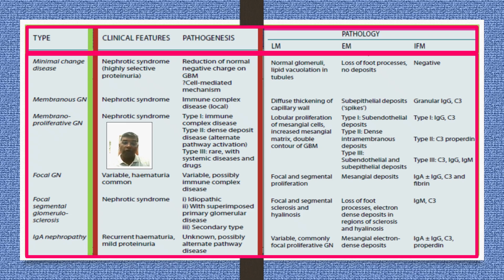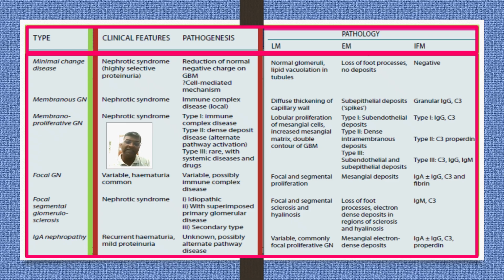Coming to membranoproliferative glomerulonephritis, this also presents with the features of nephrotic syndrome. It is of three types: MPGN1, MPGN2, and MPGN3. MPGN type 1 pathogenesis is immune complex disease, whereas MPGN type 2 is because of dense deposits.